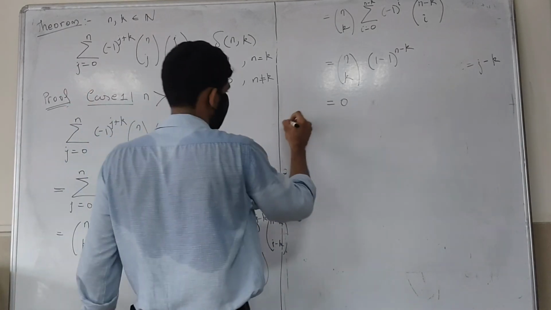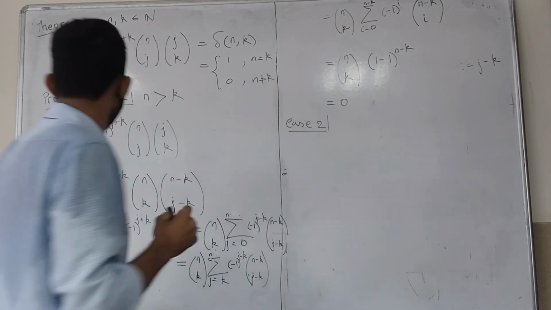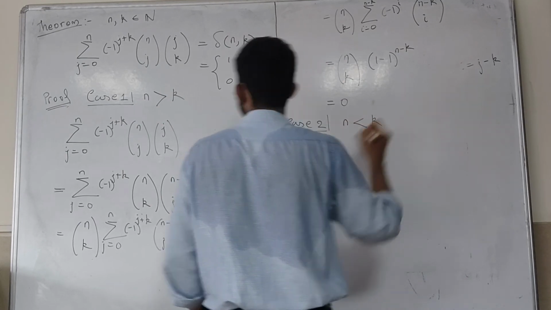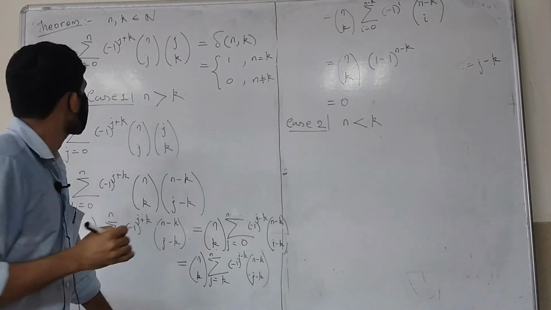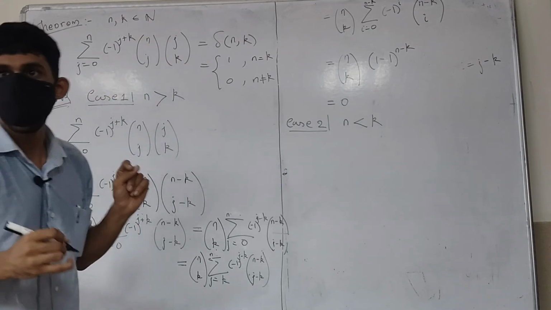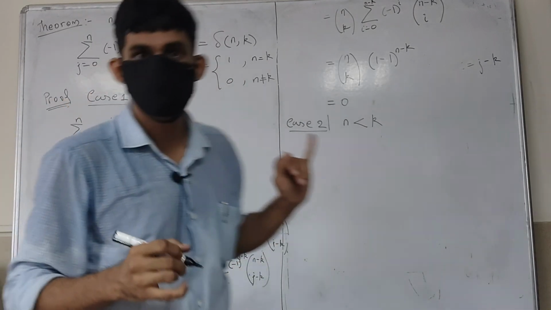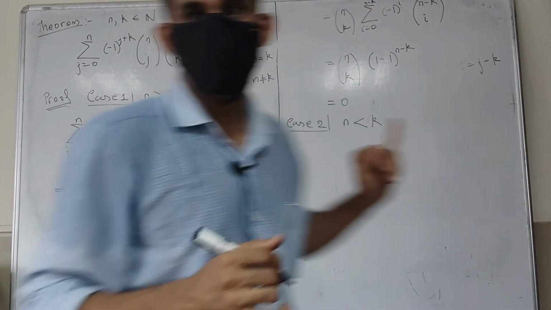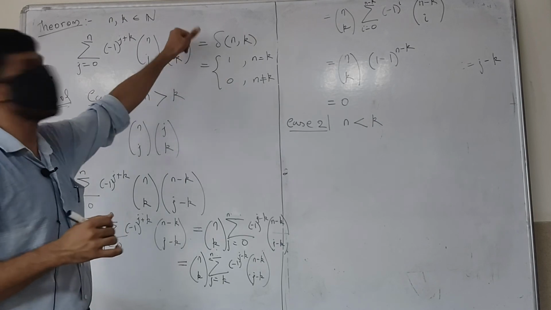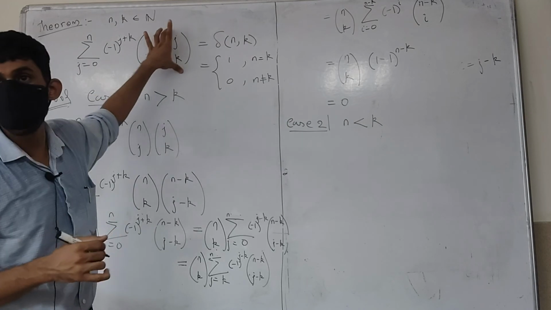What happens when n is strictly less than k? So you can see here when n is strictly less than k, please pay attention. What do we have when n is strictly less than k? So this k will always exceed j, right? Because j is anyway less than n. So this term will always become 0.